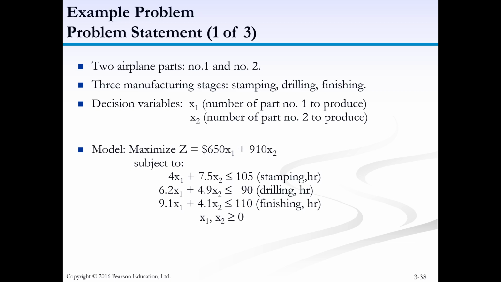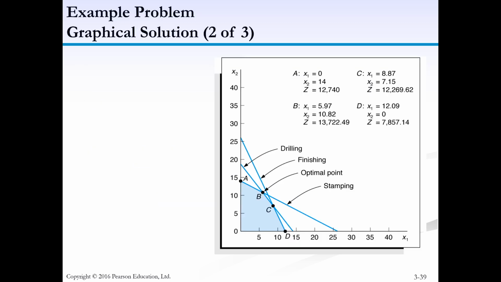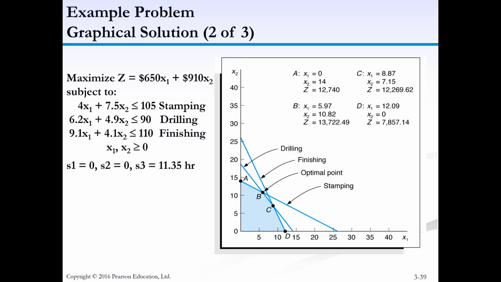So what we do is we will just look at the solution. And this is our solution here. The optimal point is at point B. The corner point B is there, and its coordinates are x1 equals 5.97, x2 equals 10.82, and z equals 13,722.49. This is the formulation again.